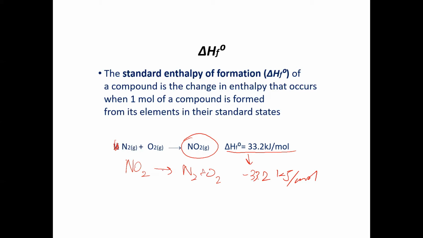It doesn't matter what you do with it. Since this is a product here, it'll be positive. If you put it on this side as a reactant, it'll be negative. This half here is just to balance it out, because there's one NO2 and there's N2 here. So N2 times half would be N, and then you get a balanced equation.